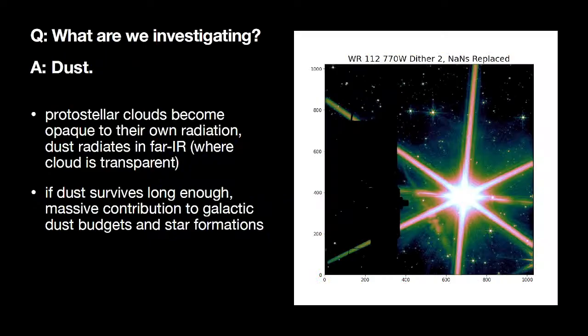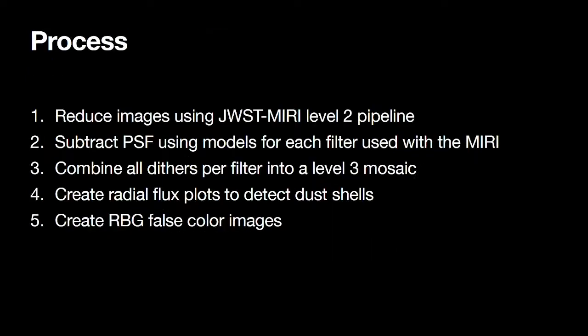And that is the thing that I care about, is the dust. Because if we're correct and the dust contributes to the galactic dust budget as much as we think it does, that means it was super important in forming stars and planets in the early universe. So what I did is I reduced images using the JWST code itself. They produced a package that did all of the work for me. All I had to do was plug and chug.